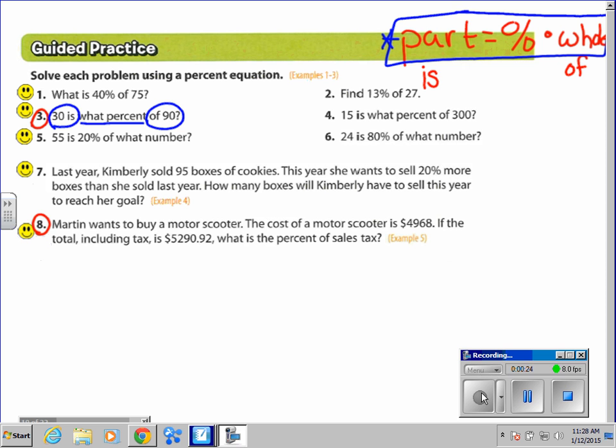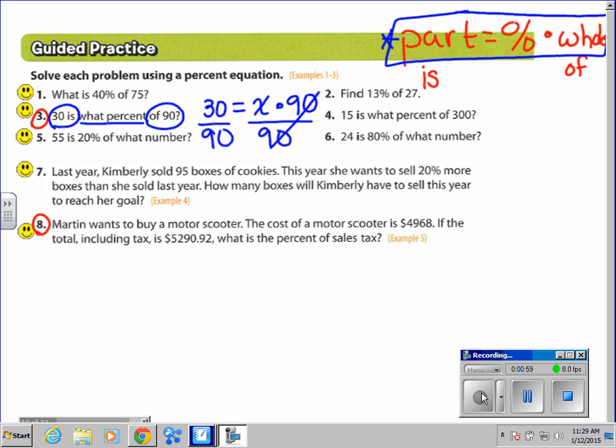Yep, 30. And this equals, do we know our percent? Nope, so we can put in an x for our percent, and we're going to multiply this by our whole, or our "of". What is our "of" in this problem? 90. Okay. So again, how do you get x by itself? What is the opposite of multiplying by 90? Yep, so we're going to divide both sides by 90. Cancel. And what is 30 divided by 90?